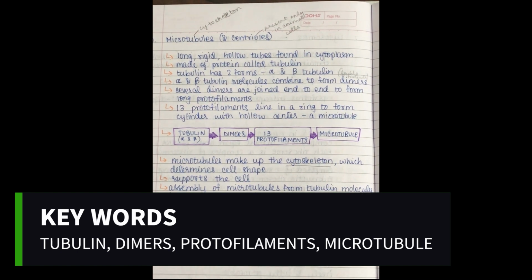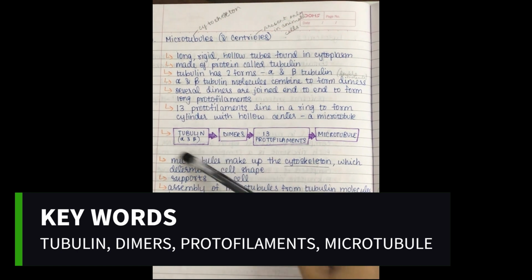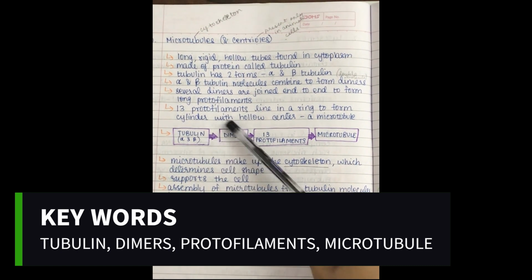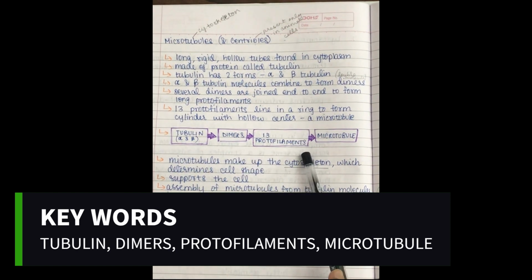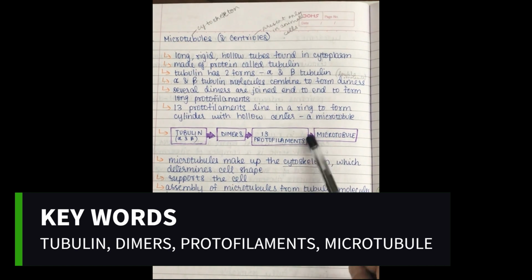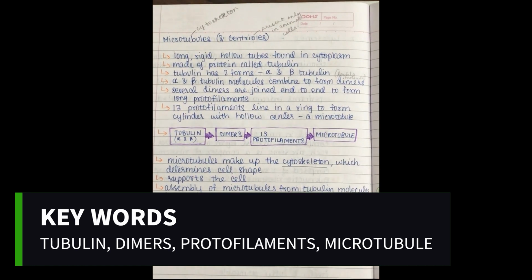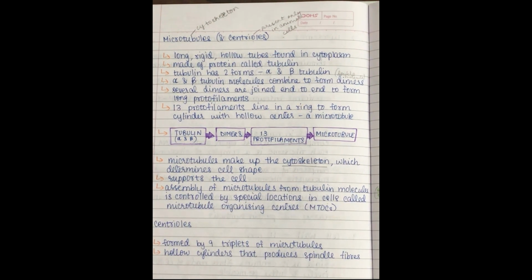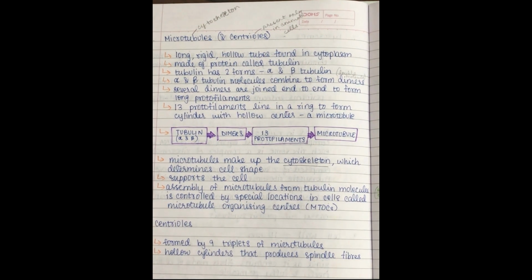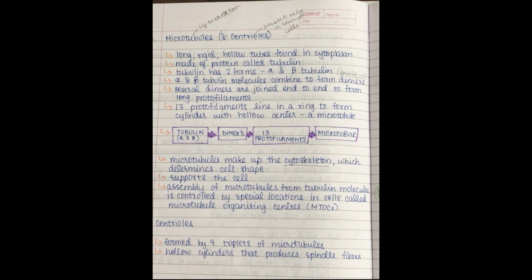and this is called a microtubule. So this is a flowchart from tubulin, which is alpha and beta tubulin, which forms dimers. Then dimers are joined end to end to form protofilaments. 13 of these protofilaments will form a microtubule. And you must remember that a microtubule has a hollow center. Now, since microtubules make up the cytoskeleton of the cell, they determine the cell shape and also support the cell.